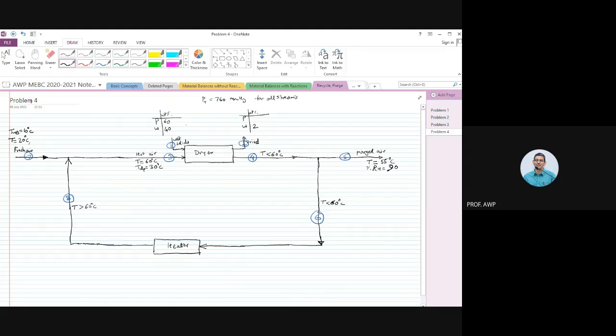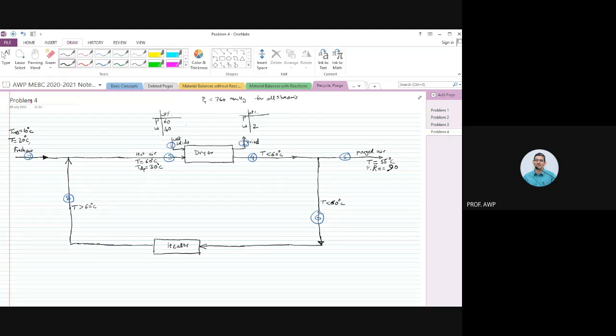Okay, is the problem description clear to you? I have a fresh air stream which is at 20 degree centigrade temperature, 10 degree centigrade wet bulb temperature. I mix that with the recycle stream, which is hot, stream number 8. I mix them together. Combined air is in stream number 3. Temperature is 60 degrees centigrade, dew point is 30 degrees centigrade. That is going to go to the dryer where the solids are going to get dried.